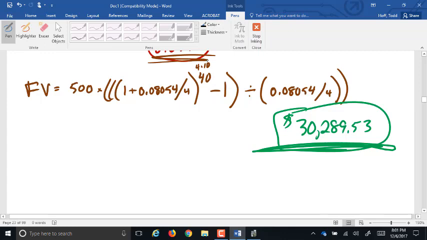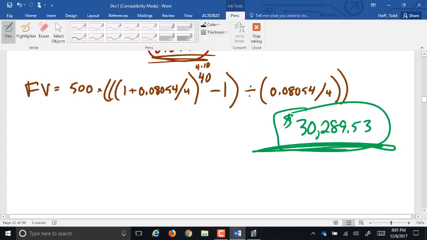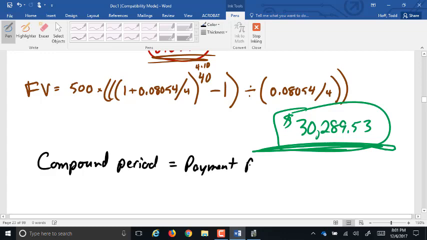Now, you want some really good news? What we are going to do as far as my math lab homework, quizzes, and on the test, we will always have the compound period equal to the payment period. That's my gift to you.